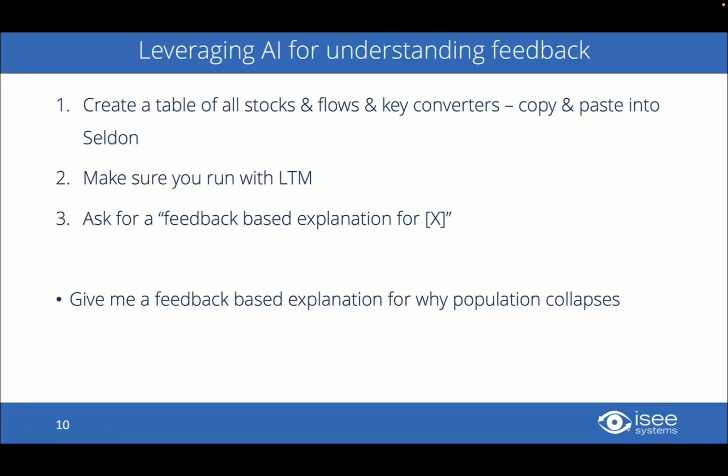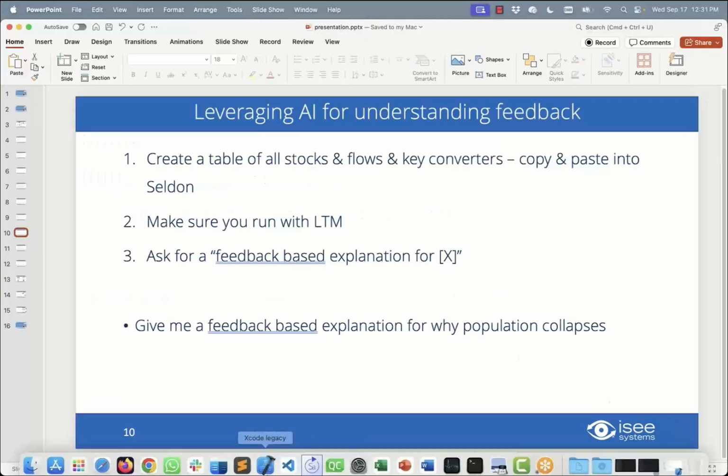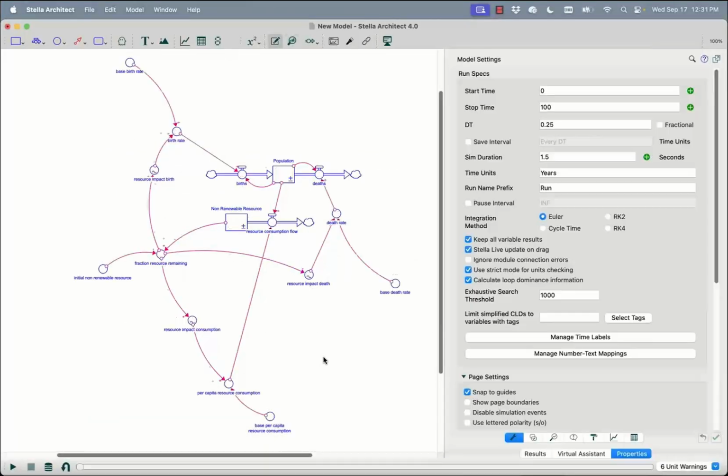What we're going to do now is ask the LLM to explain to us why this model does what it does. To do that, we need to create a table of all stocks and flows, as well as any key converters, and copy and paste them into Selden. We're going to make sure that we run the model using loops that matter. And then we're going to ask for a feedback-based explanation for X, for some behavior. Give me a feedback-based explanation for why population collapses, for instance. So let's go ahead and do those steps.